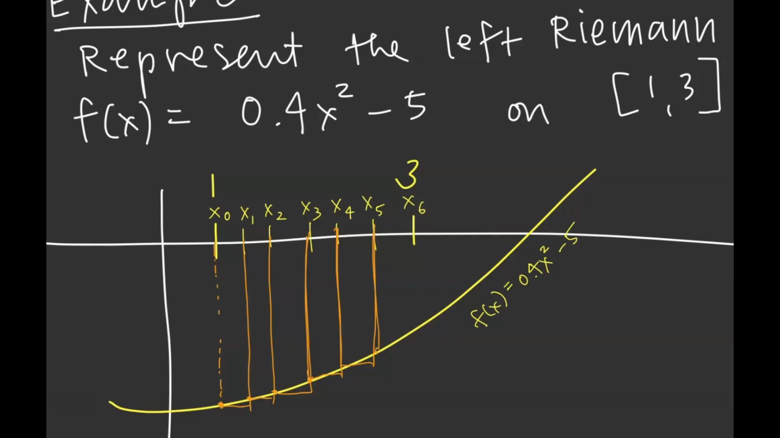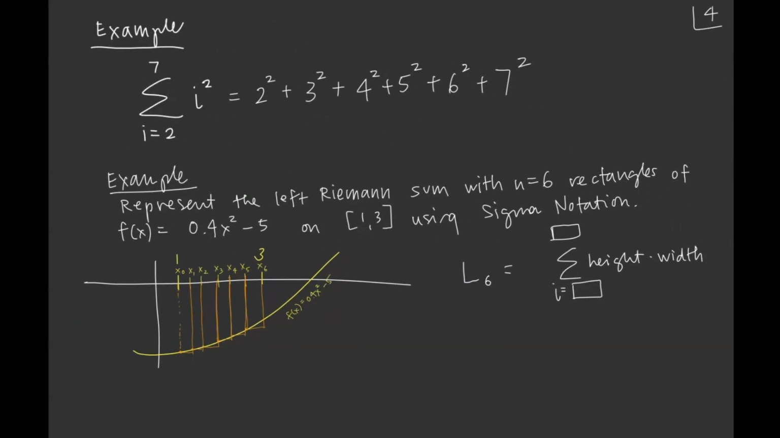And here's the last one right here. Okay, so it looks like this Riemann sum, this L6, the width. First, let's figure out what the width would be. Well, we have an interval that is 2 units long. That's 3 minus 1, and we want to divide it into 6 different intervals, and so that's 2/6 or 1/3.